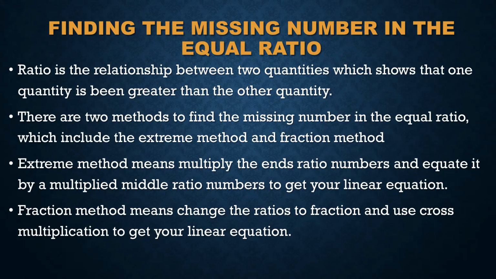There are two methods to find the missing number in the equal ratio, which include the extreme method and the fraction method. The extreme method means multiply the end ratio numbers and equate it to the product of the middle ratio numbers to get your linear equation. The fraction method means change the ratio to a fraction and use cross multiplication to get your linear equation.